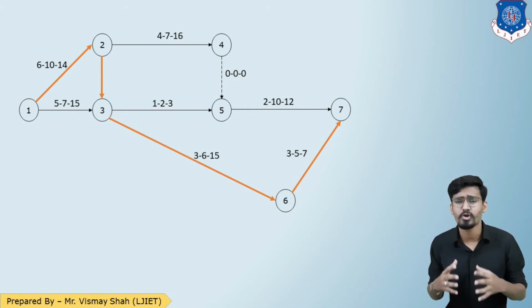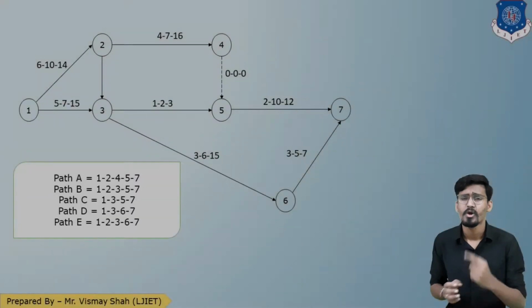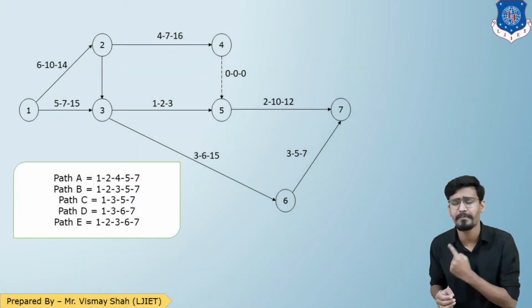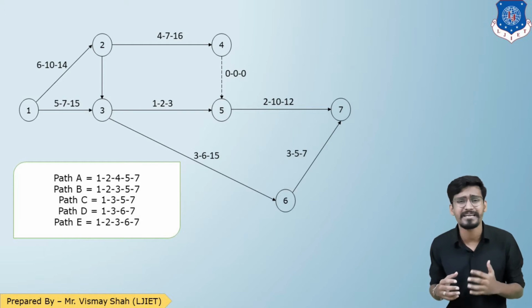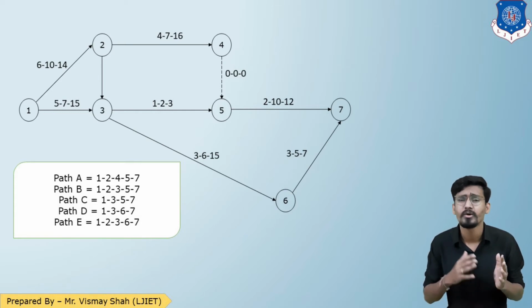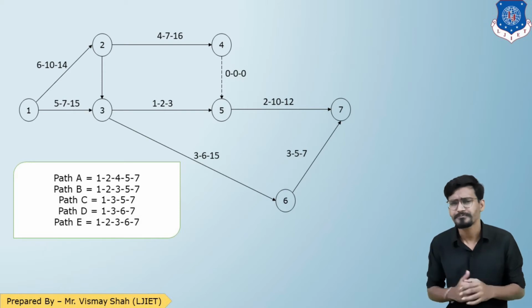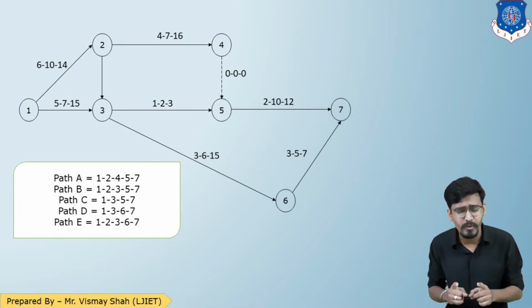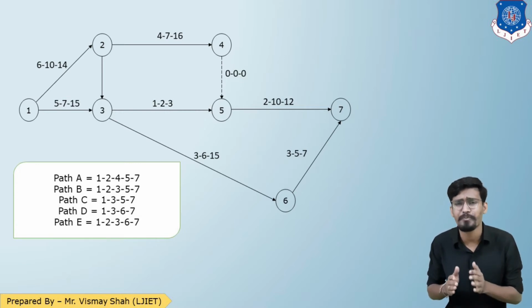So let us list all the paths. Here is the list of all the available paths. I have named them A, B, C, D, E. These are all the available paths from event number 1 to event number 7. Students, that is half of our first question. Our first question was to find the total expected time for each path. First we have derived how many paths there are. Now the remaining part is the total expected time for each path.